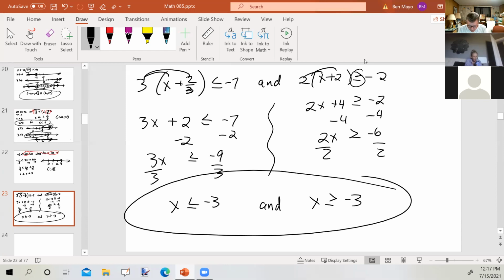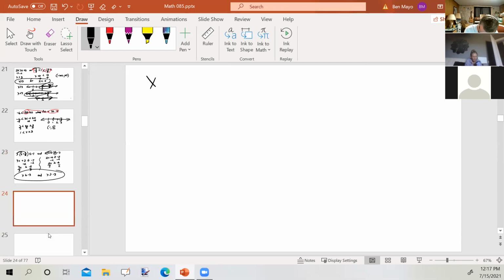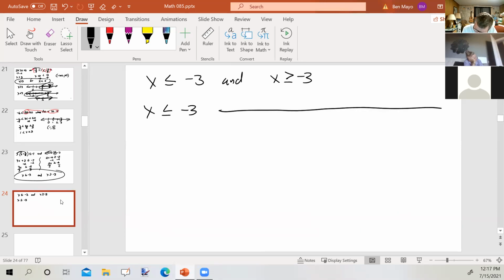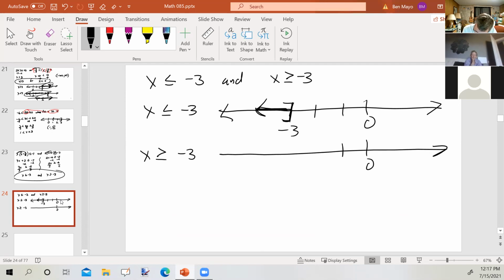Okay. I'm going to take that and copy it on the next page. X less than or equal to -3 and x greater than or equal to -3. Let's see, if we graph x is less than or equal to -3, that's going to be what? A bracket at -3 and an arrow going to the left. If we graph x is greater than or equal to -3, we're going to get a bracket on -3 and an arrow going to the right.